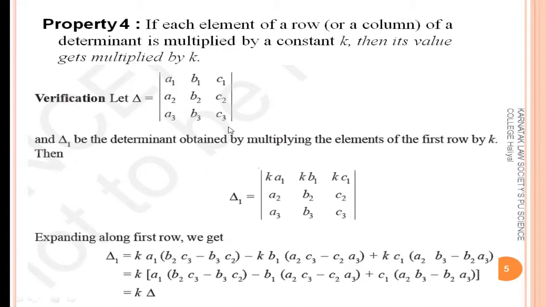See here, the verification. Just take as usual one determinant: A1, B1, C1; A2, B2, C2; and A3, B3, C3. And delta 1 is the determinant obtained by multiplying the elements of the first row.